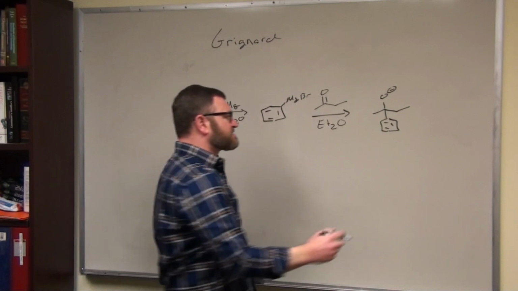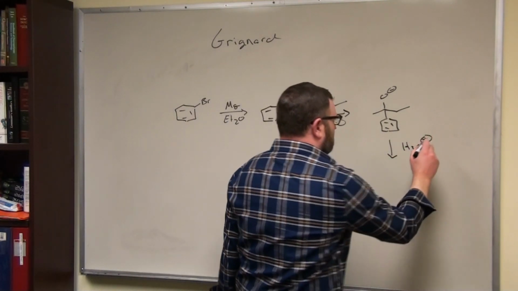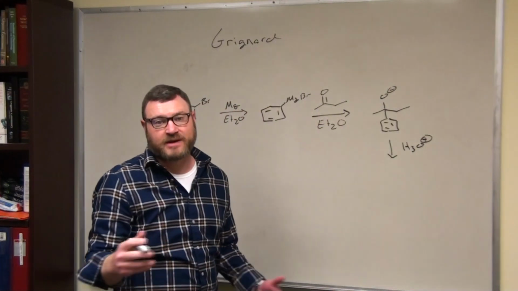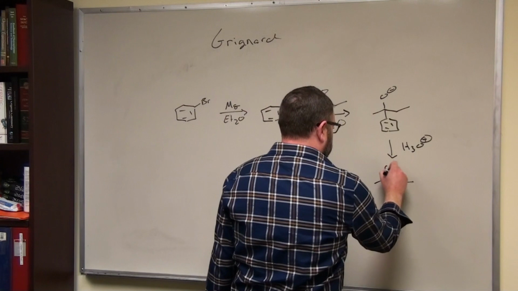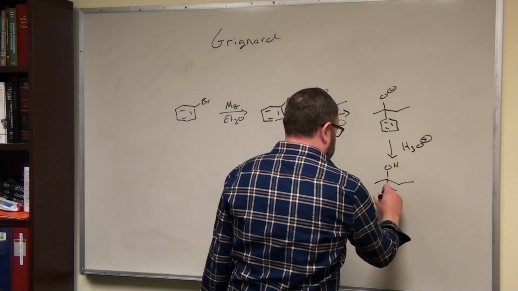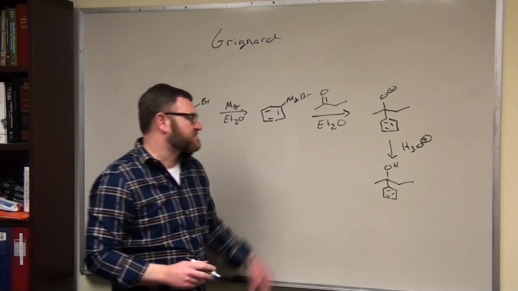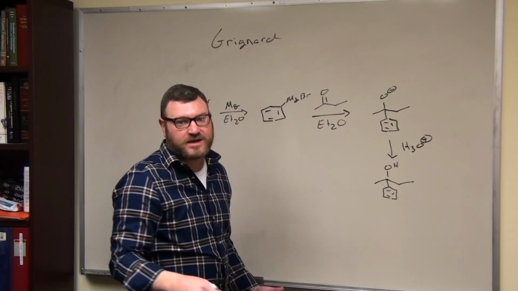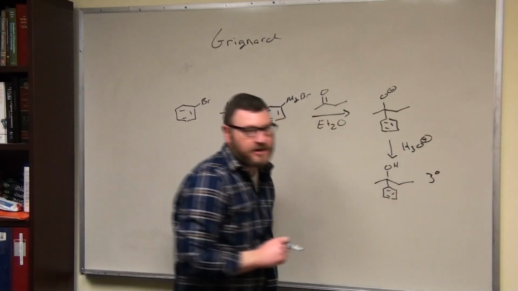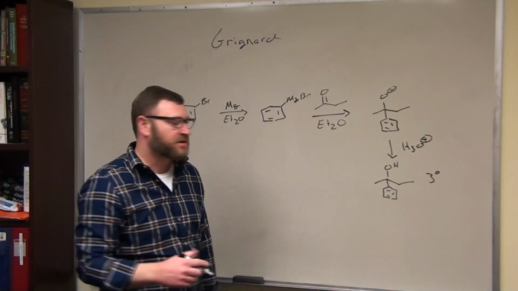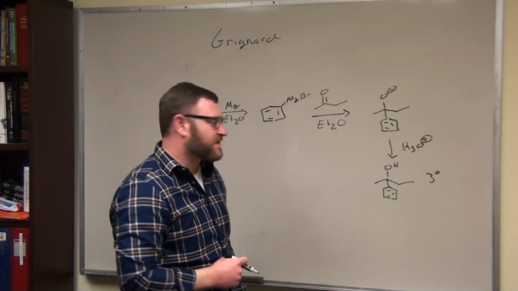We're going to add our acid to neutralize this, and to possibly quench any remaining Grignard reagent. And notice that in this case, we added a Grignard reagent to a carbonyl, so I'm going to form over here a tertiary alcohol. If I had added a Grignard to an aldehyde, then I would have formed a secondary alcohol.